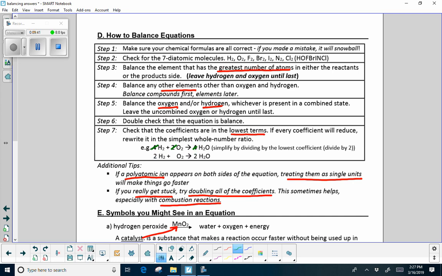The other thing is try to keep the polyatomics together if you can. And if you're really stuck, try doubling one of the coefficients. Sometimes you have an odd number, and you have to make it into an even number. So for example, if I've got 3 of something, I can maybe multiply by 2 to give me 6, and that might help me out as well.